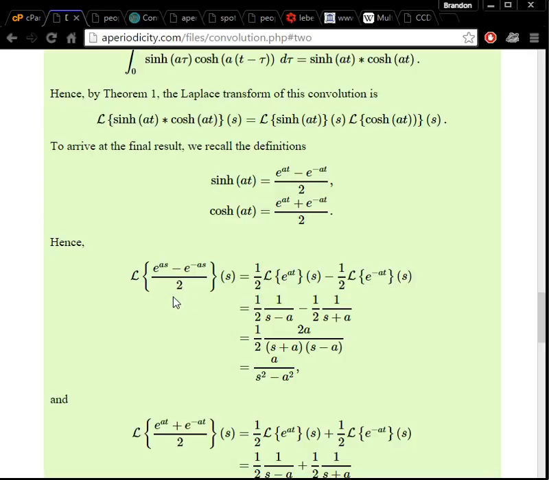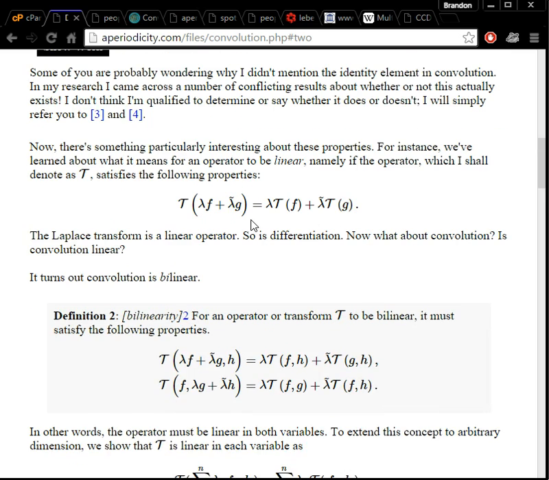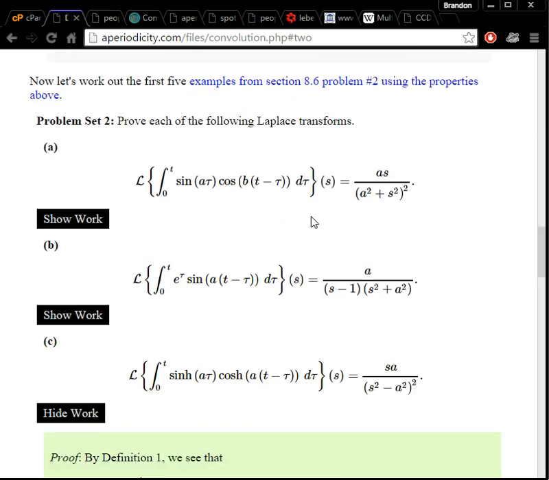Hence, the Laplace transform of hyperbolic sine of at. I always want to say it backward, sine hyperbolic, because the h follows the sine. It is equal to 1/2 the Laplace transform of e to the at, minus 1/2 the Laplace transform of e to the negative at. Again, as I mentioned above, this is a perfect example of the Laplace transform being a linear operator. So it's a linear transform. It satisfies this definition, this axiom, rather.